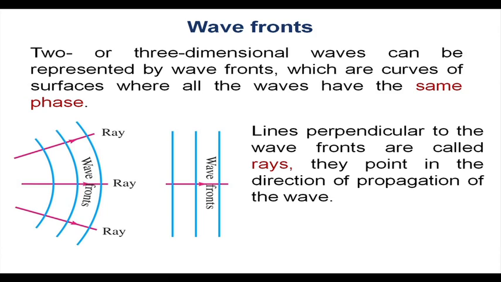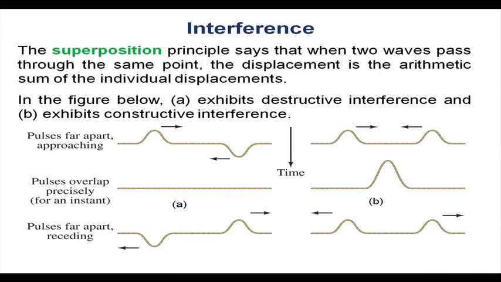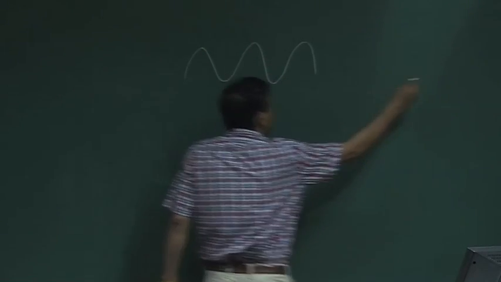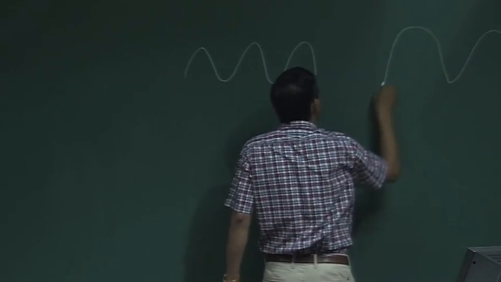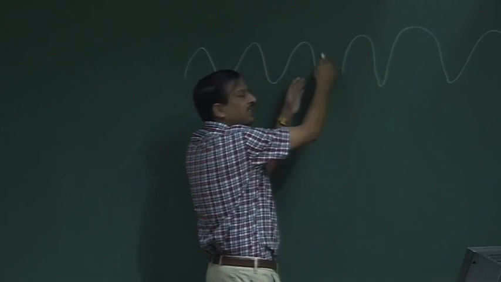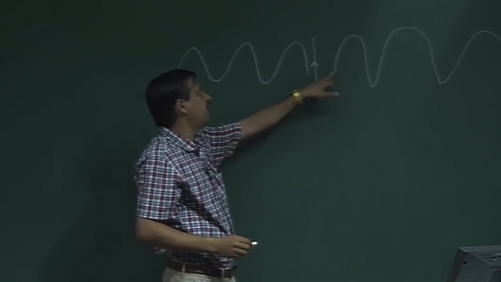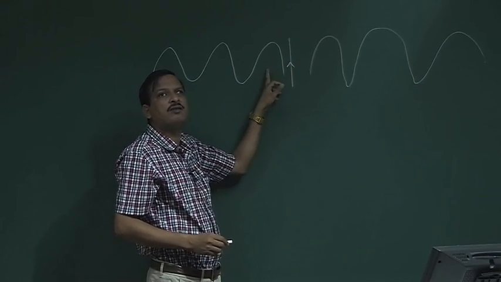If you throw a stone on a pond, you see that a wave is generated, and it propagates towards the bank of the pond. The direction of propagation is pointed by the ray. Now, as waves propagate, there will be interference. Suppose I have a wave like this and another wave approaching like this. When the two waves pass through the same point, interference will happen at that point.